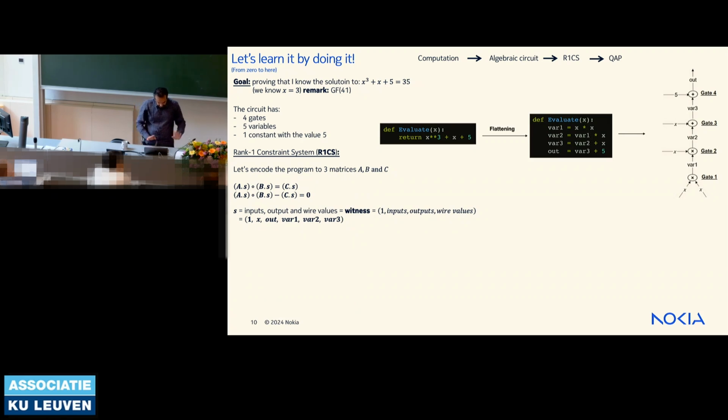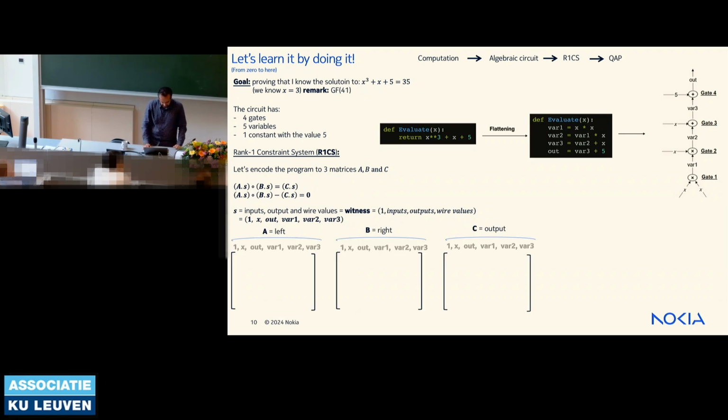I'm going slow so that you see what's going on. As I said, I is left, B is right, and C is output. I want to populate this matrix. On top, you see the columns. One is for this column, X is for this column, output is for this column.